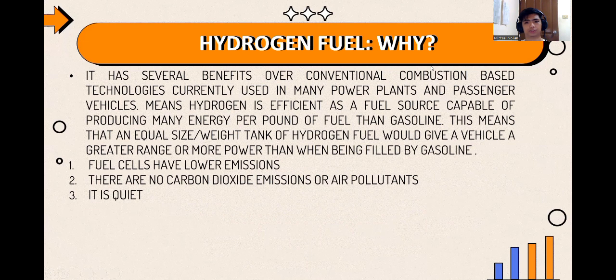Benefits over conventional combustion based technologies currently used in many power plants and passenger vehicles. Which means hydrogen is efficient as a fuel source, capable of producing more energy per pound of fuel than gasoline. This means an equal size and weight tank of hydrogen fuel will give a vehicle a greater range or more power than when being filled by gasoline. So, in-explain ito na mas malaki na binibigay itong hydrogen fuel cell, more or greater range or more power than when being filled by gasoline.